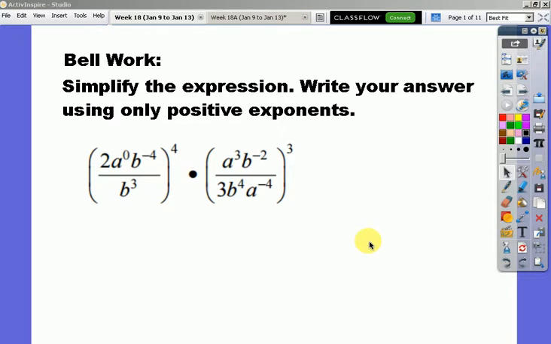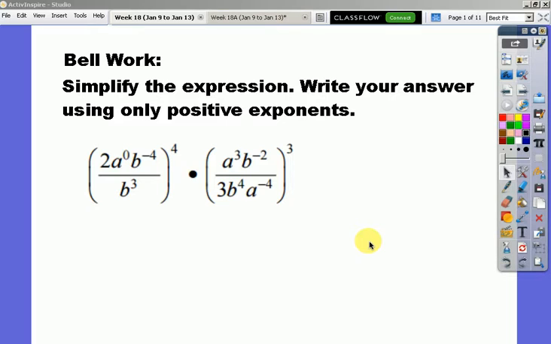Okay, so before we start our lesson, we are going to be doing our bow work. If you're absent today or you were absent before, make sure that you update your table of contents. This is very similar to the bow work that we did last class period, just simplifying exponents.